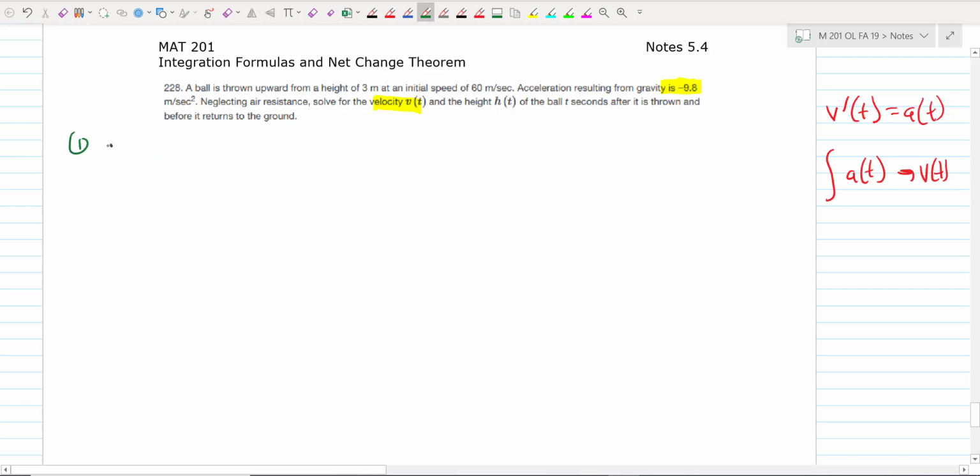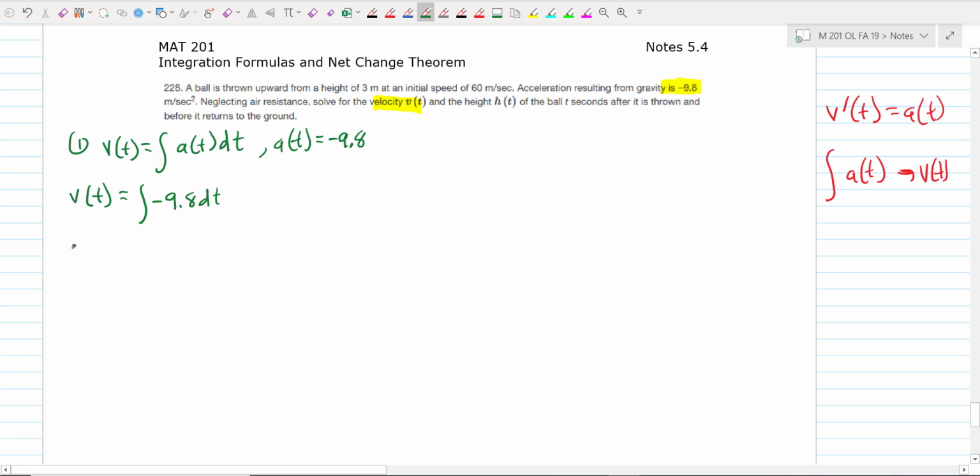What we have to begin with is we know that v of t is going to be the integral of the acceleration function. Well, we know what the acceleration function is. The acceleration function is given as just a constant, negative 9.8. So we're going to work out the integral of negative 9.8 dt. Let's go ahead and do the antiderivative just to get the function.